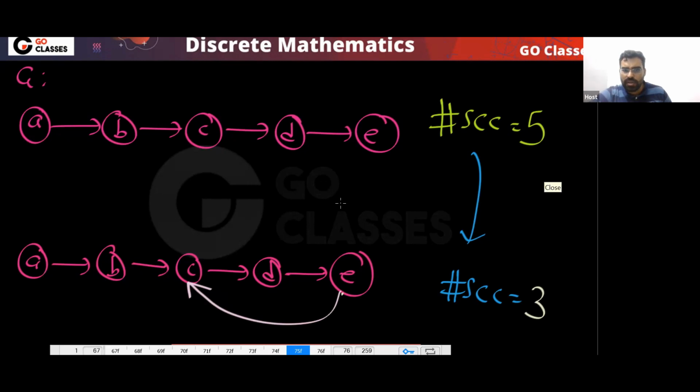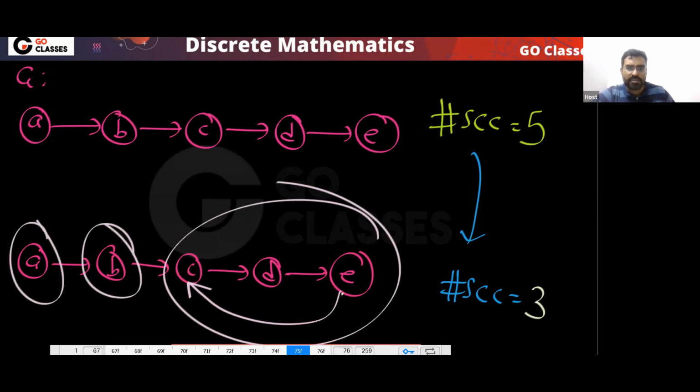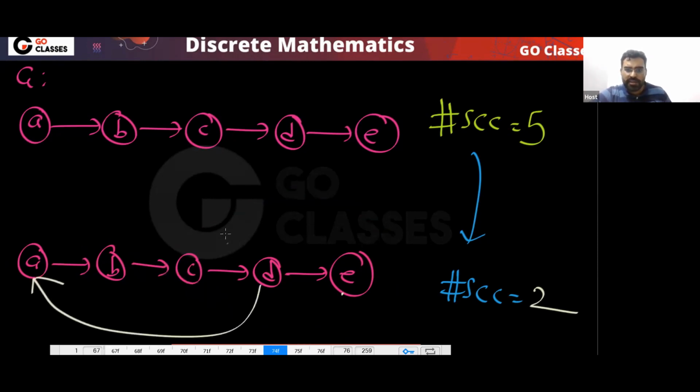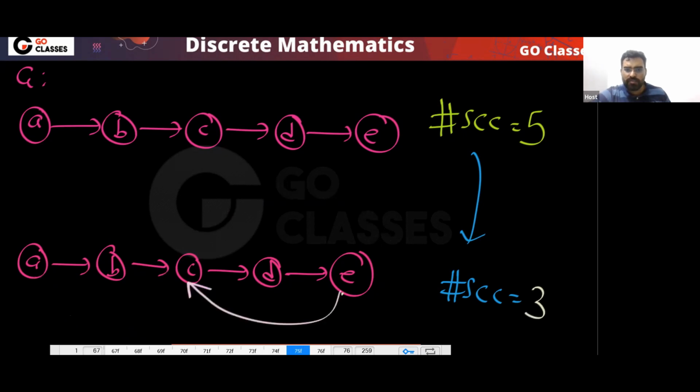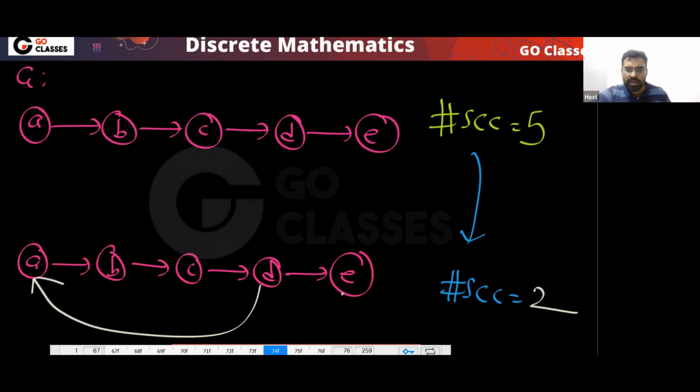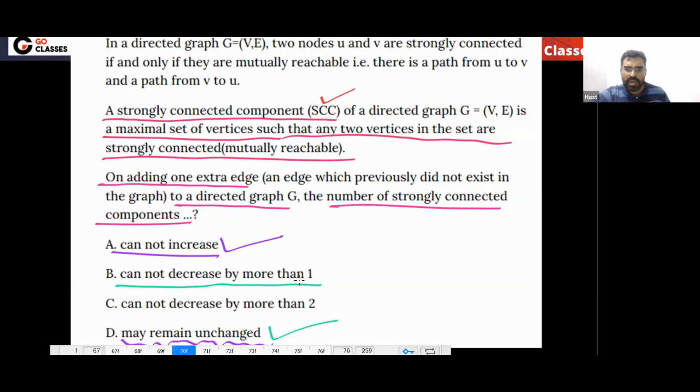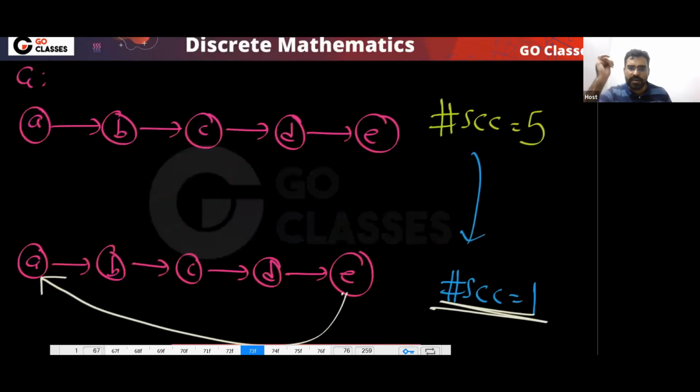If I do this E to C, now you can notice I have three components. And here you can notice total two components you have. Very simple. So can you notice you can bring down the number to anything? Is this clear? So it cannot decrease by more than one? No, it can. Basically, it can go up to any number. Is this clear to everyone?